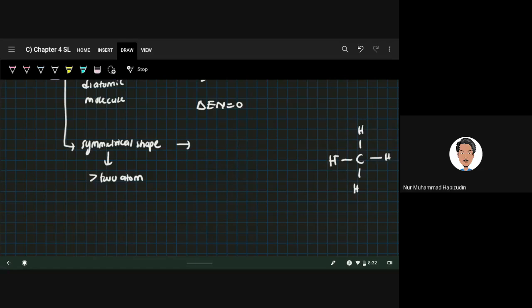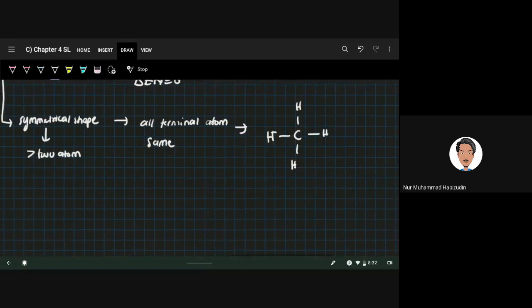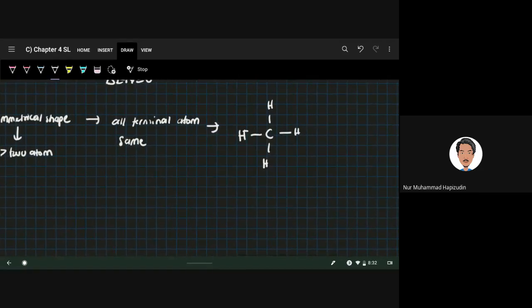First, all terminal atoms are the same. Same example, methane. Ada lagi tak yang lain? Methane lah contoh yang mudah.